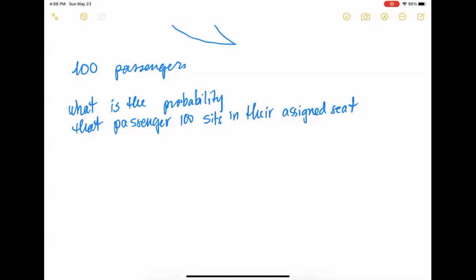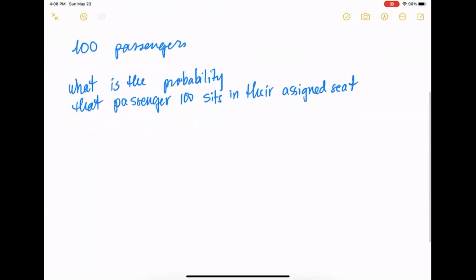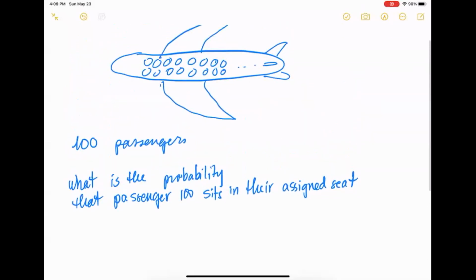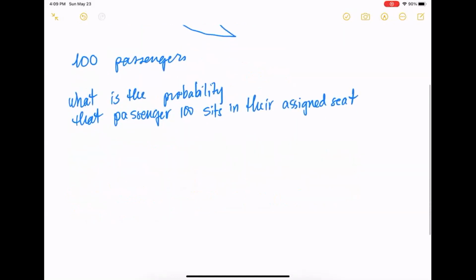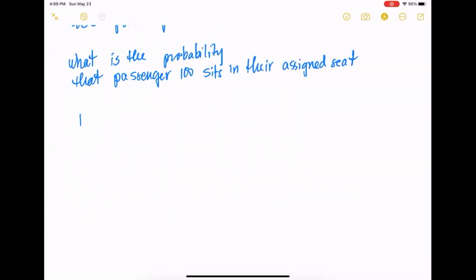One over 100. Okay, so let's work through it. All the passengers have an assigned seat. So there's a function that gives us the seating arrangements that are possible under this scenario. If person number 1 sits at their assigned seat, then person number 2 finds their seat vacant, person number 3 finds their seat vacant, and so on and so forth, and everyone sits where they have to sit.